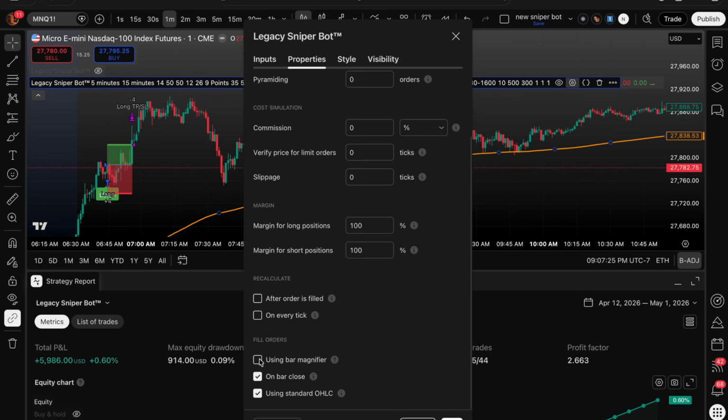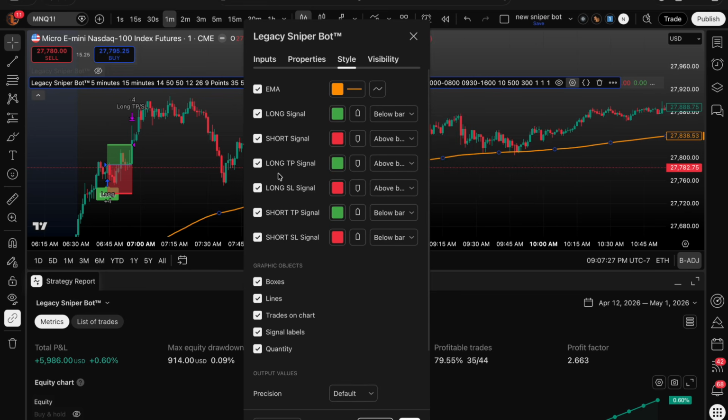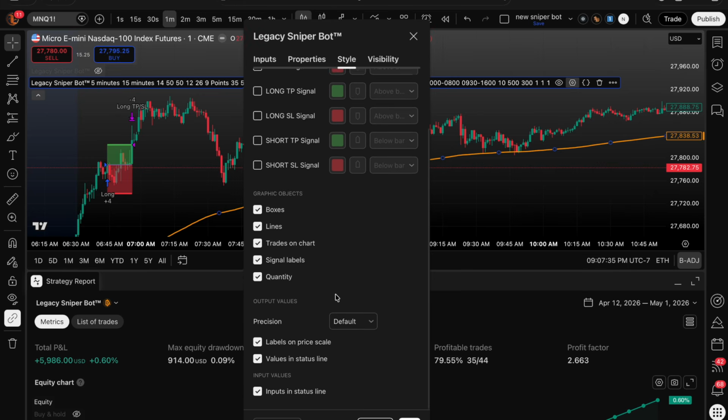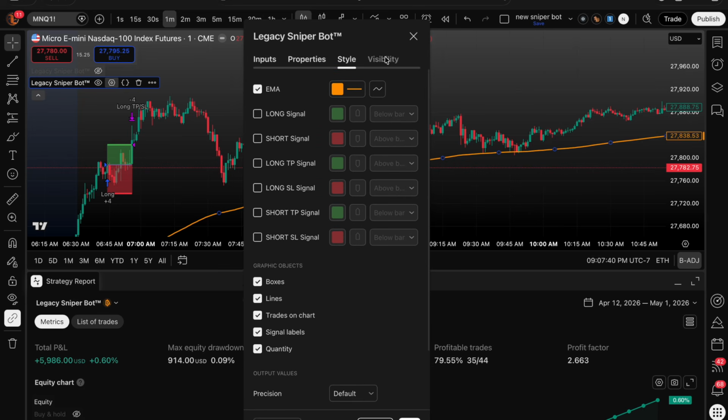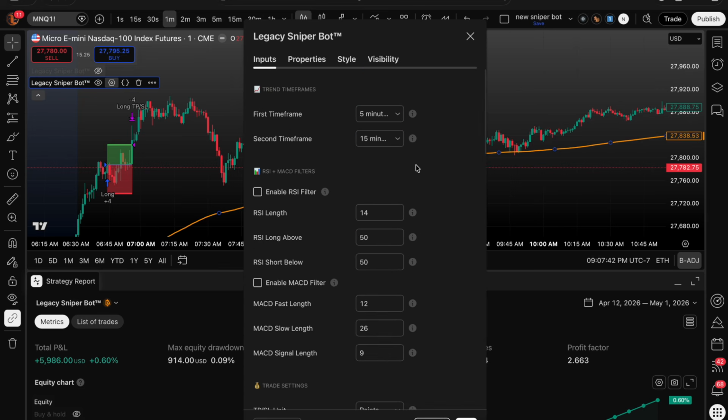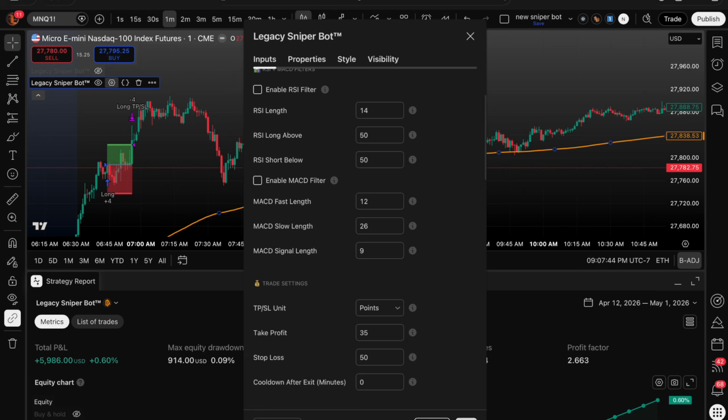Ooh, yeah, it's not letting me click this at all. Then this is too redundant, so I'm gonna remove these labels, because we already have these strategy signals on the chart anyways. I don't need this extra data. I'm gonna uncheck that. Visibility, you leave it as is. And that's really all I do.